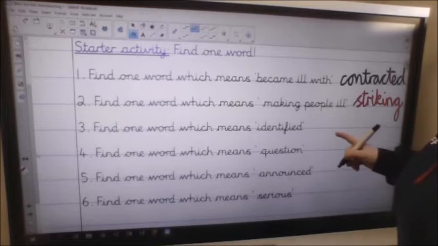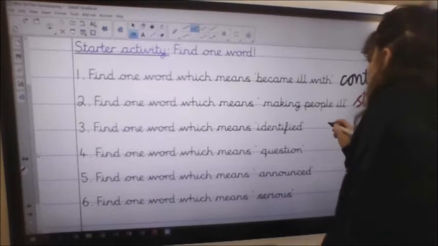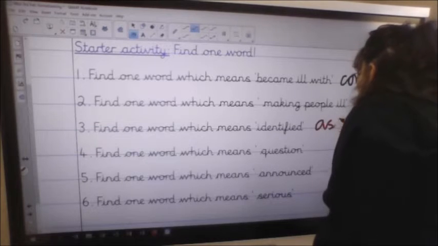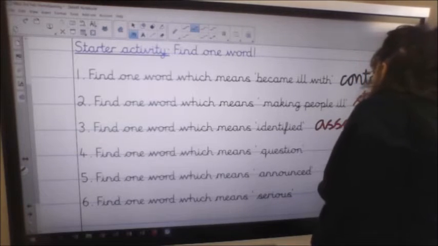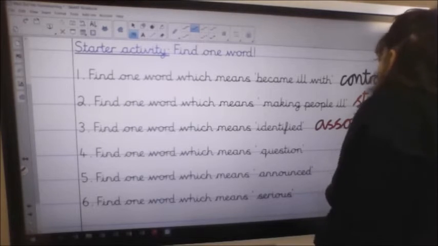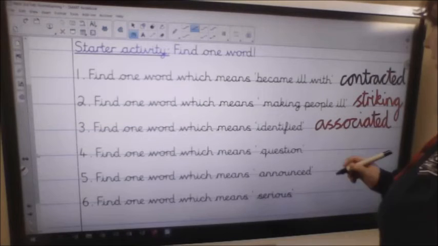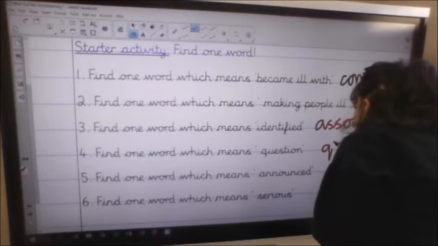Okay. So then the next one, find one word which means identified. That is associated. Okay. Associated. Then you've got to find one word which means question, and that was query.